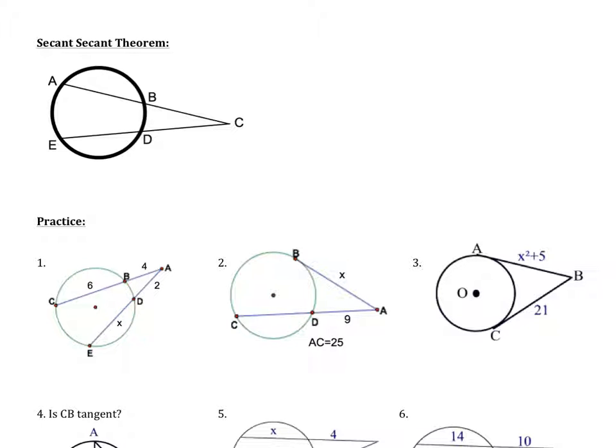Oh boy, last one, and then we get to practice. Secant theorem. I have one secant. Let me do this on a highlighter. And then I have another secant. When I have my secants, this is the formula you use.